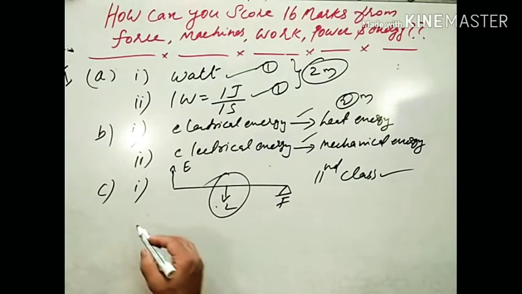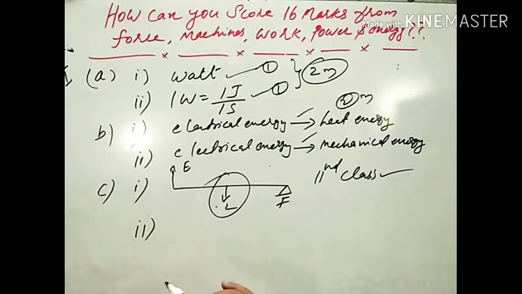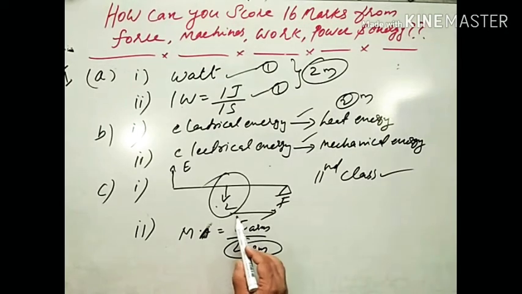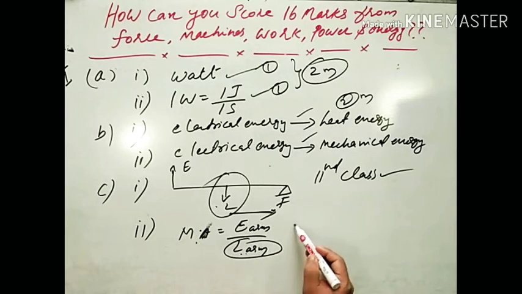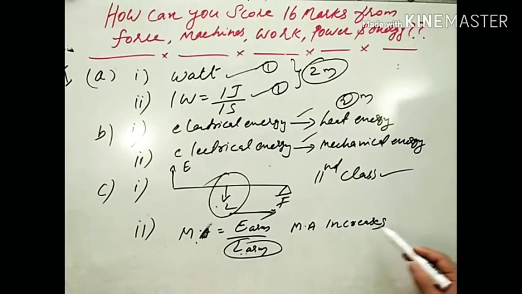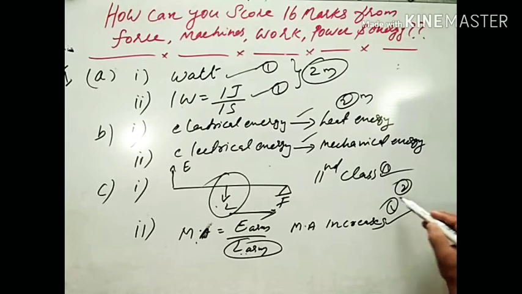Alright? Okay. Now the second question. Without changing the dimensions of the lever, you are shifting the load towards the fulcrum. What will happen to the mechanical advantage of the lever? You know that the mechanical advantage of the lever is equal to effort arm upon load arm. Remember all the formulas. What happens to the load arm here? So the load arm decreases. Then what happens? Mechanical advantage increases. So you can write here, since the load arm decreases, mechanical advantage increases. Alright. So 1 mark, total you are getting 2 marks.